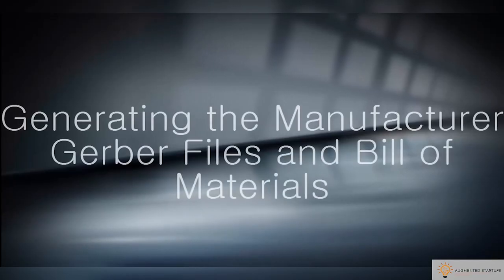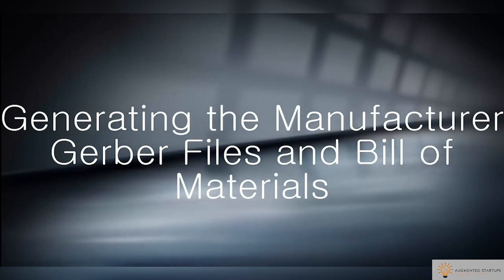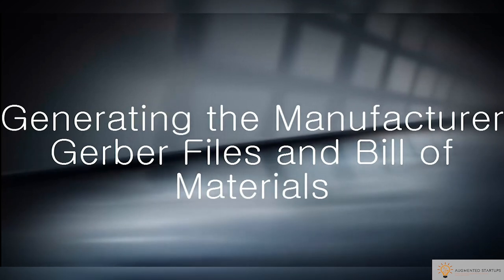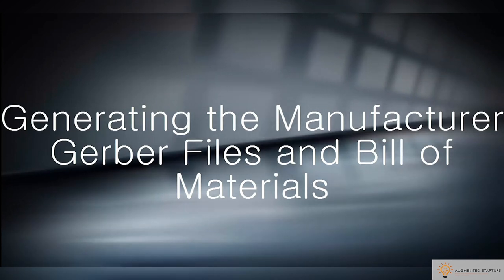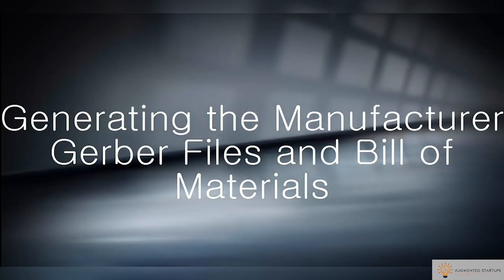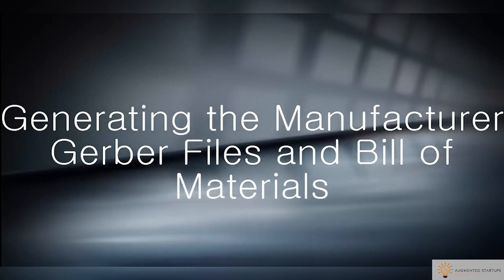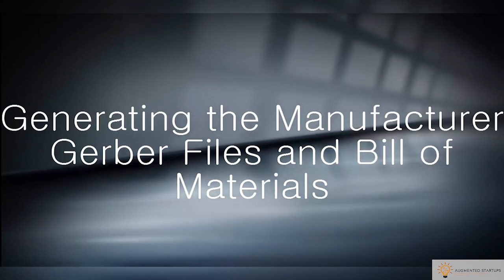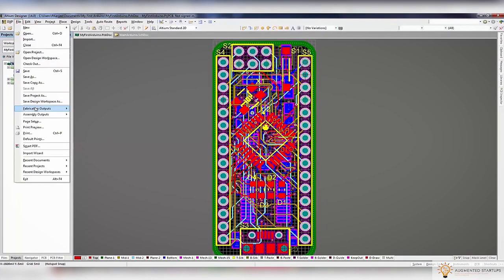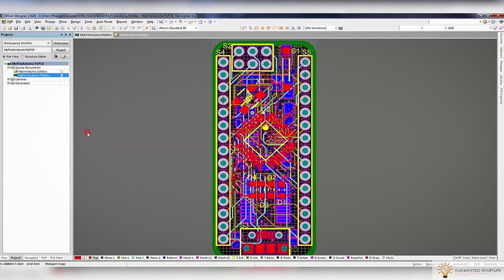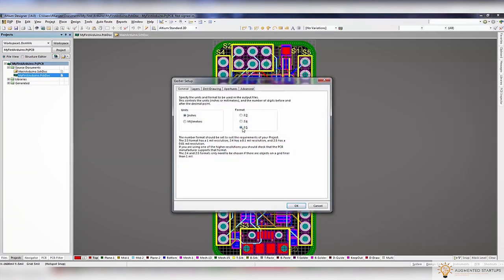Okay, so in this lecture, I'm gonna be showing you how to generate manufacturing Gerber files and generate your bill of materials. Okay, so let's get started. First of all, we need to get files that your manufacturer can understand, and to do this, we generate Gerber files. So first of all, we go to File, Fabrication Outputs, Gerber Files, and then on the first output, you can leave everything as is.